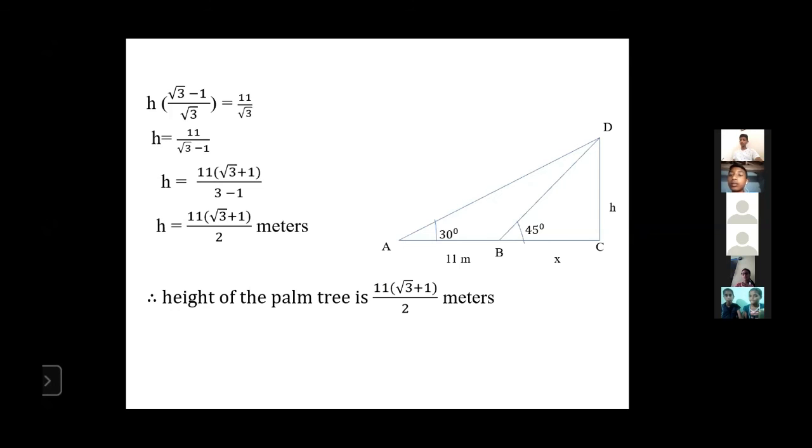Did you get it, friends? Yes, we got it. Any doubts in this problem? No, there is no doubt. Okay, I'm moving forward.